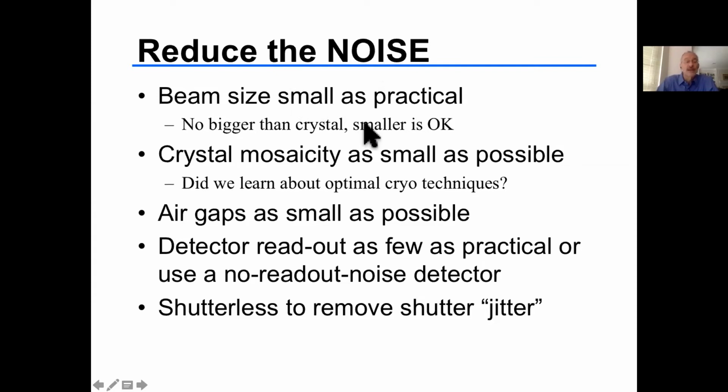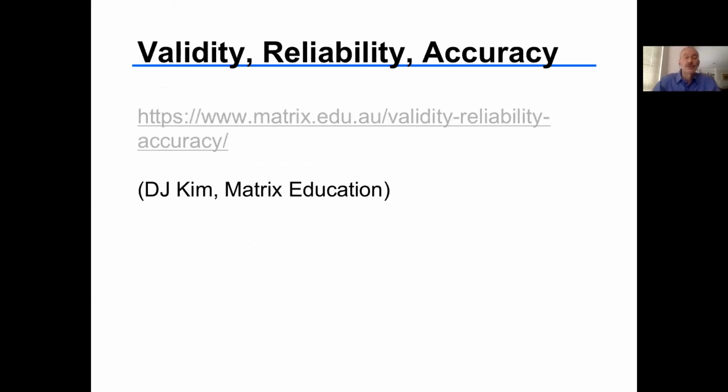So the beam size should be as small as practical, no bigger than the crystal, small is okay. The crystal mosaicity as small as possible, which means partly the growth, but also partly how well you optimized your cryoprotection and your cryocooling techniques. Make the air gaps as smooth as possible. Use a modern no-readout-noise detector, and remove something called shutter jitter. You can do that with shutterless data collection, which is the modern method. I don't know that for macromolecular crystallography there is anything but shutterless anymore. With the shutter opening and closing, it actually takes time, and there are other things going on. I won't discuss that more.